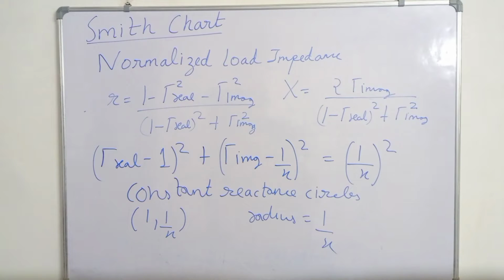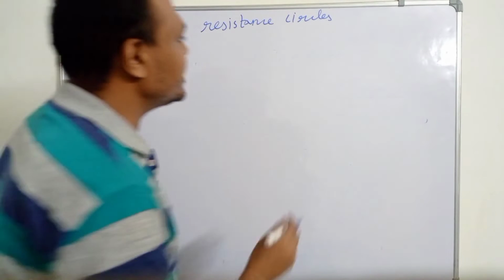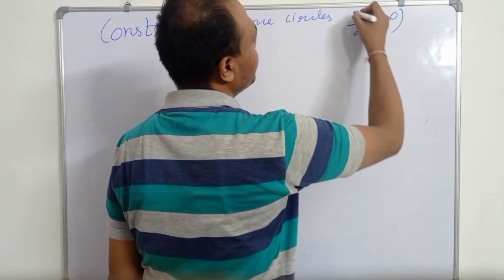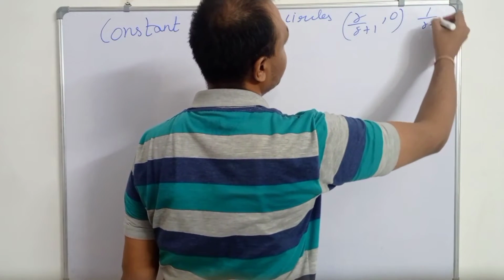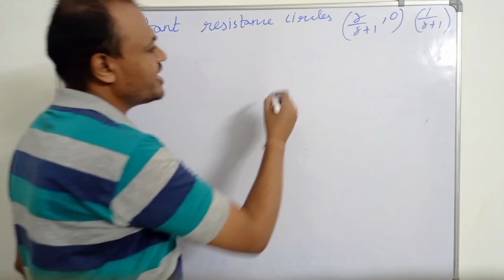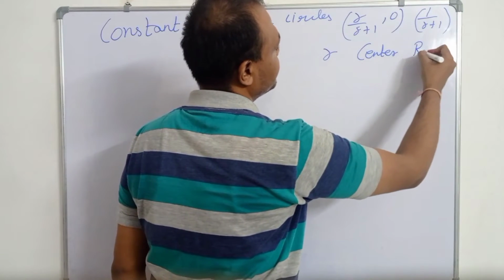So this is how we can draw the Smith chart, with constant resistance circles and constant reactance circles. Now we will learn how to draw constant resistance circles. For these, the center is r upon r plus 1 comma 0 and the radius is 1 upon r plus 1. So we can draw for various values of r, with center and radius.